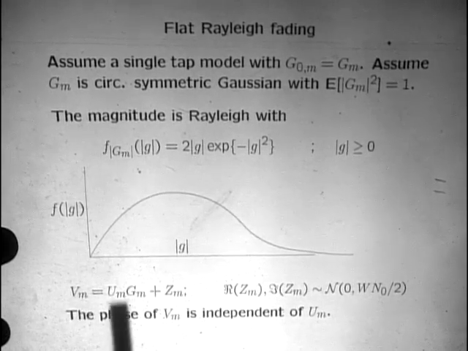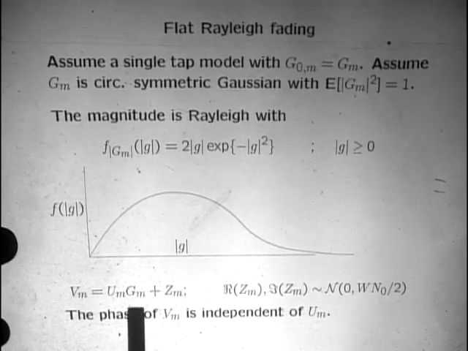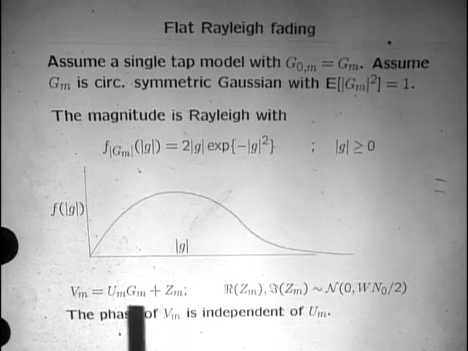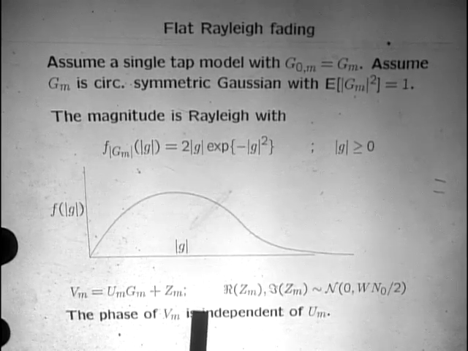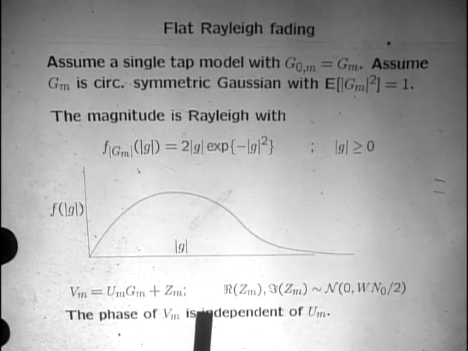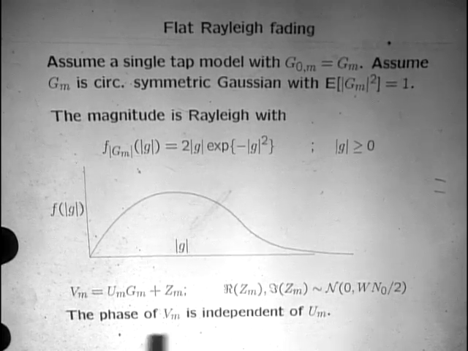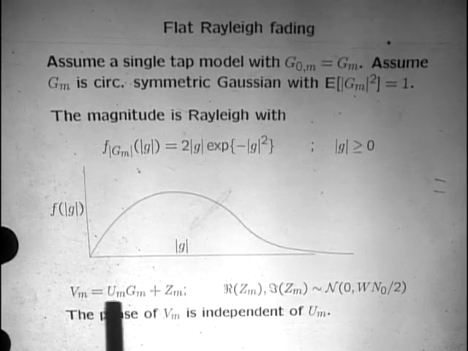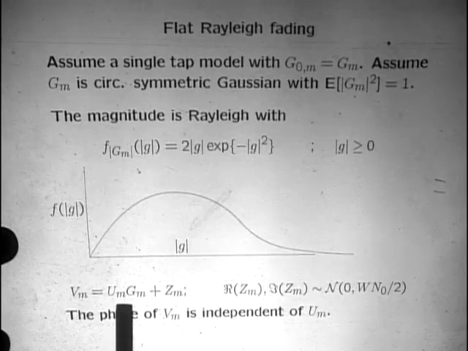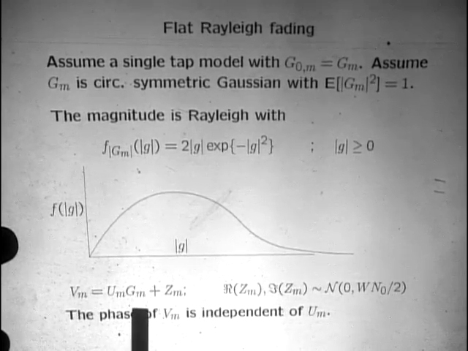So the output is going to be the input times this tap variable, which is this complex Gaussian random variable, plus a noise random variable, which we're also assuming is complex Gaussian and circularly symmetric. Okay, so what we have, if you're going to make two hypotheses about two possible values of u sub m, look at what this random phase does here.